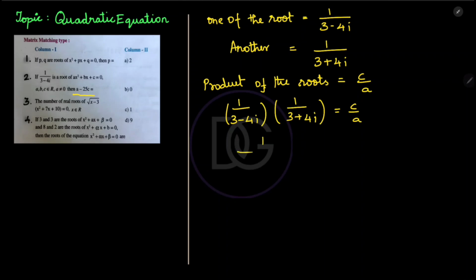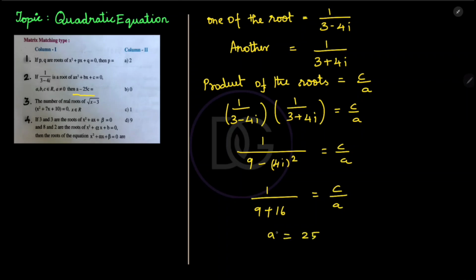Multiply these two. So the denominator is in the form of a plus b into a minus b. So a square, that is 3 square, 9, minus 4i the whole square. So 1 by 9 minus 4 square, that is 16, into i square, which is minus 1. Here already we are having minus, so plus 16 equal to c by a. Cross multiply this. a equal to, while solving 9 plus 16, it will be 25.